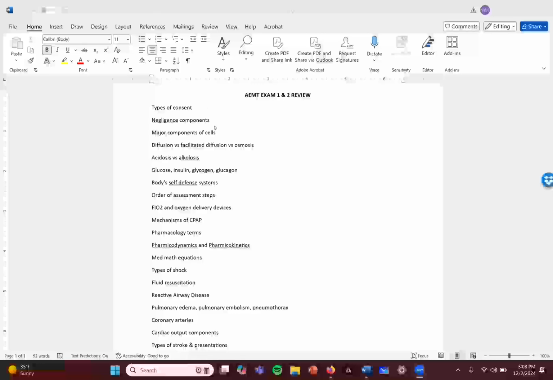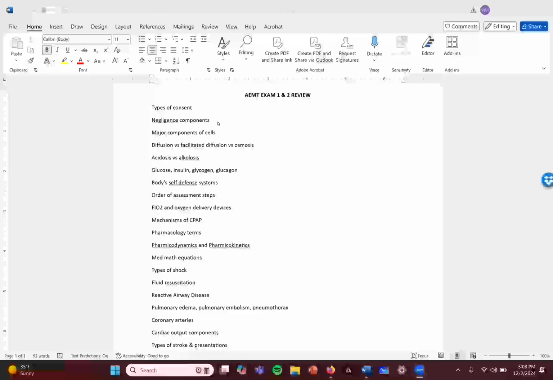So then we have negligence. It's built on four main components. We have to have a duty to act, right? In Massachusetts, that's when we're on actual duty, but in other states, you always have a duty to act. So it depends on state law.